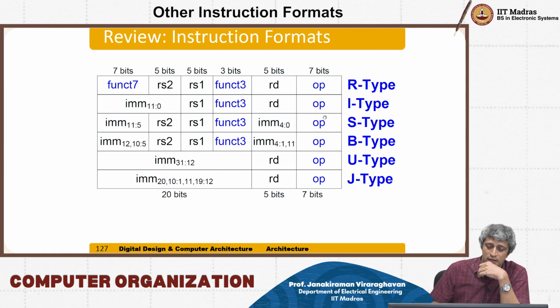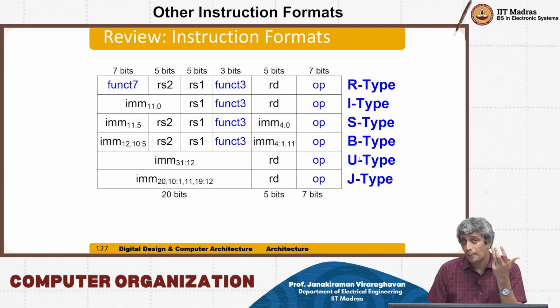Store type is again RS1, RS2, there is no destination register. You are operating on RS1, and the contents of RS2 will be stored based on the newly evaluated address. Likewise for the B type, except for the immediate encoding format that is there. And U type is the upper immediate data that you want to store.